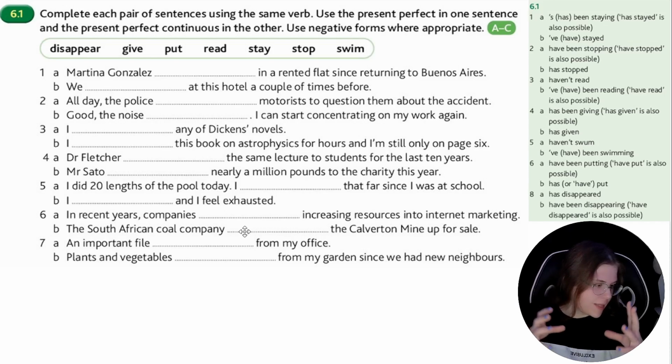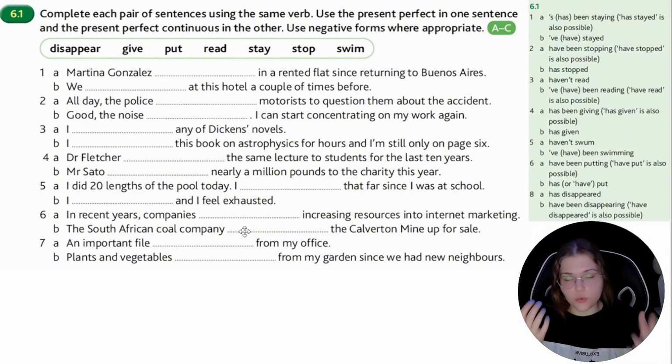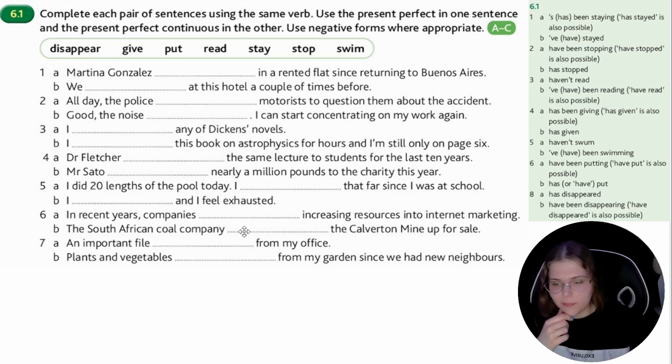And next, in recent, the South African coal. This is black. When the wood is fired, and after that you can see the coal. The coal company has put the Cavaton mine up for sale. They just have done it without any duration. An important file has disappeared from my office, and now I can't find it, without any duration. Present perfect.